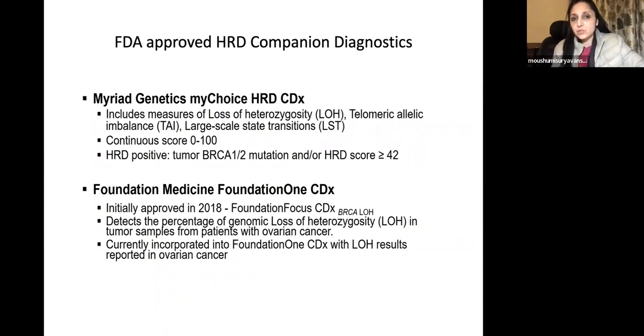And another approved companion diagnostic test is the Foundation Medicine FoundationOne CDx test. It was approved in 2018, and here it detects the percentage of genomic loss of heterozygosity, just LOH, compared to the previous one, which also detects TAI and LST. Here only LOH is detected in tumor samples of ovarian cancer and used as a cutoff, and the cutoff of 16 is used.